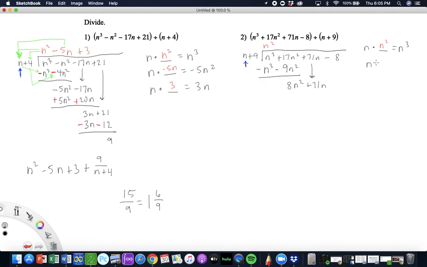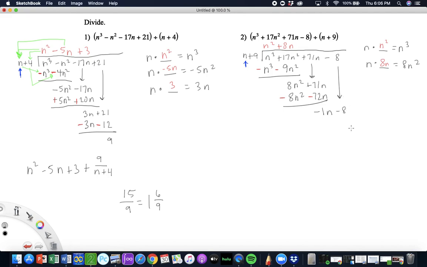N times what would give me this guy, 8n squared? Well, in this case, that would be 8n. All right, so we got plus 8n. And then we go through the same process again. 8n times n would be 8n squared. 8n times 9 is 72n, and then we switch them to their opposite signs, and then we get 0, and then that would be, let's see, negative 1n, and then I'm going to drop down the negative 8.